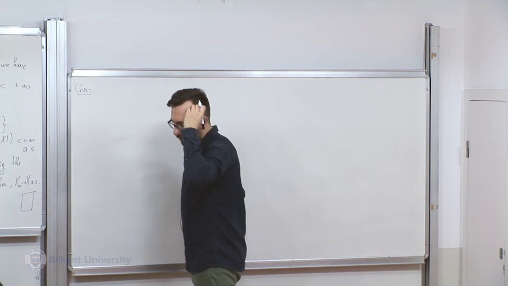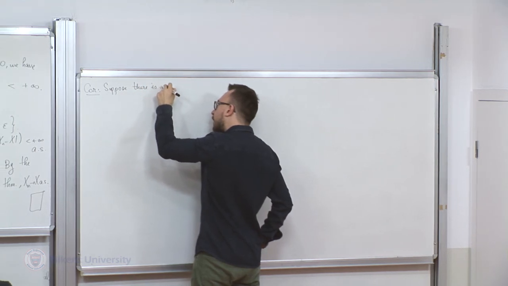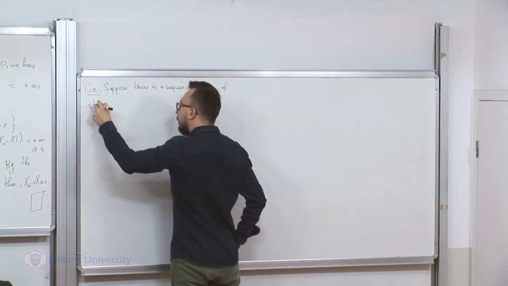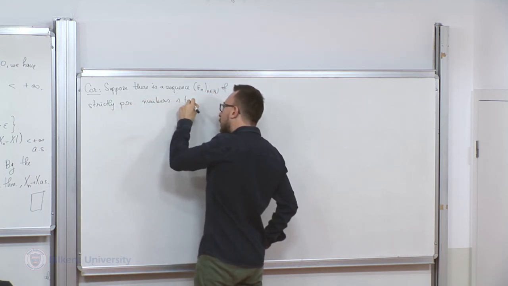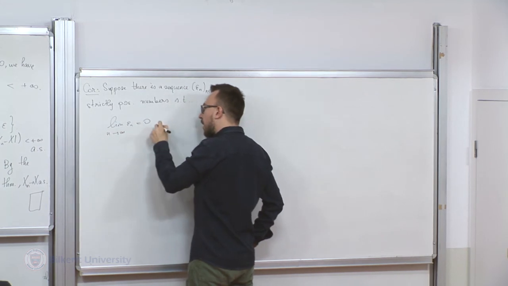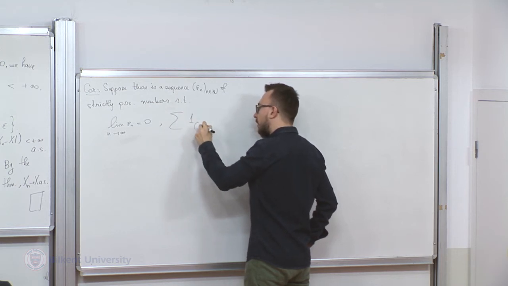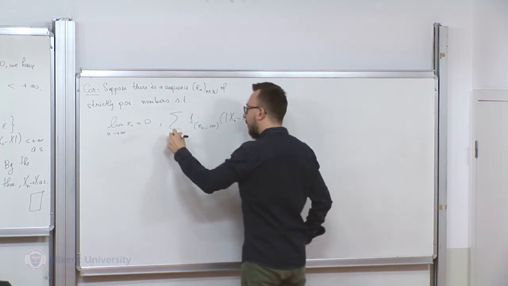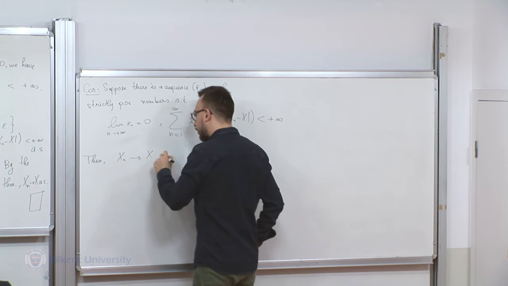So here's one corollary. Suppose there is a sequence epsilon_n of strictly positive numbers such that the limit of epsilon_n is 0 and the sum of probabilities that |X_n minus X| is greater than epsilon_n is finite. Then X_n converges to X almost surely.